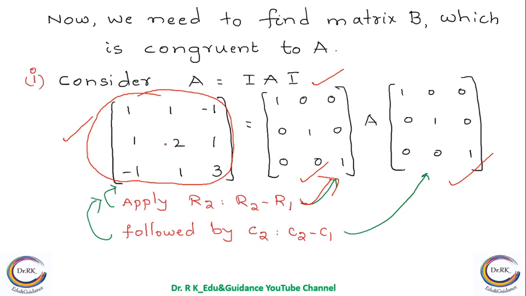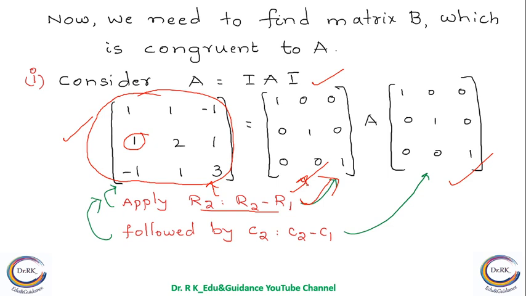So first, imagine what we do in the case of echelon form. What we do when we try to convert a matrix into echelon form, better proceed with the same set of mind when we try to convert this into a diagonal matrix. So here we are going for the operation R2 is R2 minus R1. First we apply this operation on this matrix and on this identity matrix.